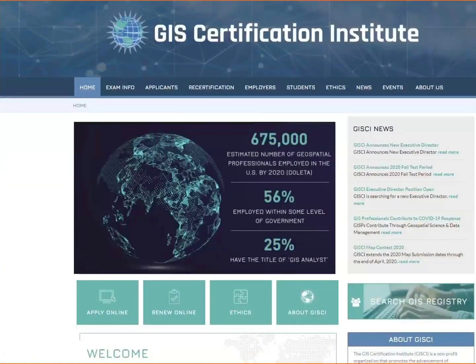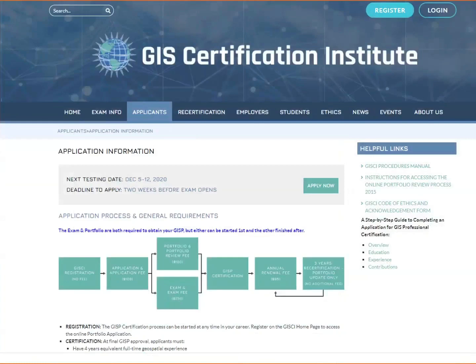Now, to get the process, you go to gisci.org, and it's right on the main page. Look at the top, the exam info, the applicants. The applicants is where you want to go, and it's going to give us the information that we need, all the stuff to log in. Now, notice on the helpful links on the right side, it has the GISCI Procedures Manual. If you're wanting to do your certification, the first thing you want to do is probably get a copy of that downloaded and read through it. It's going to go through all the things you need for the portfolio and the different pieces.